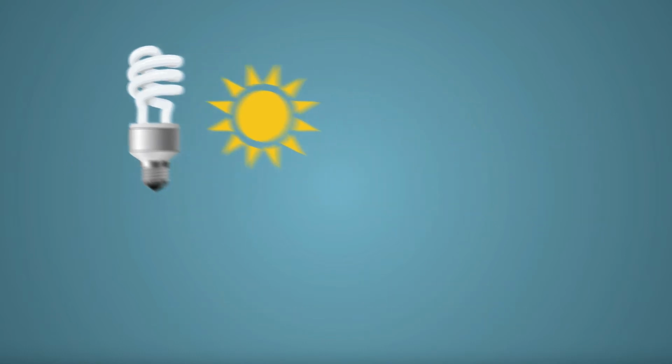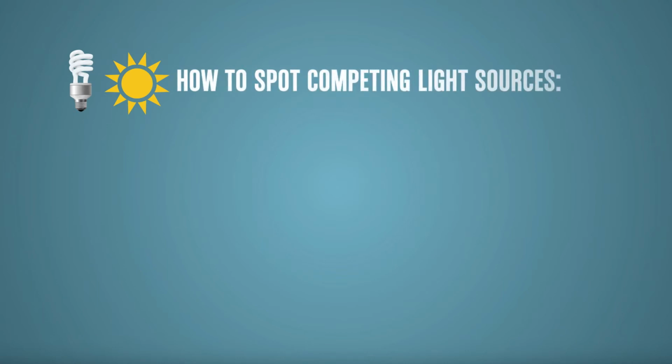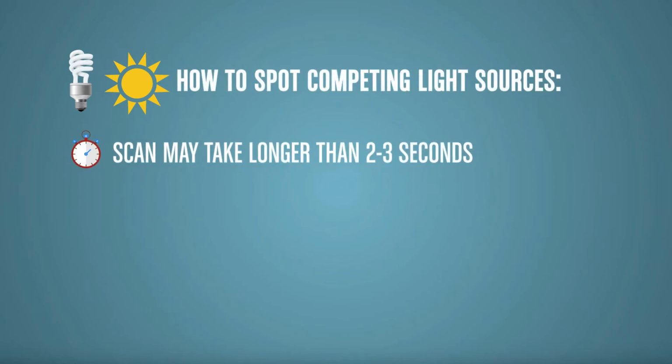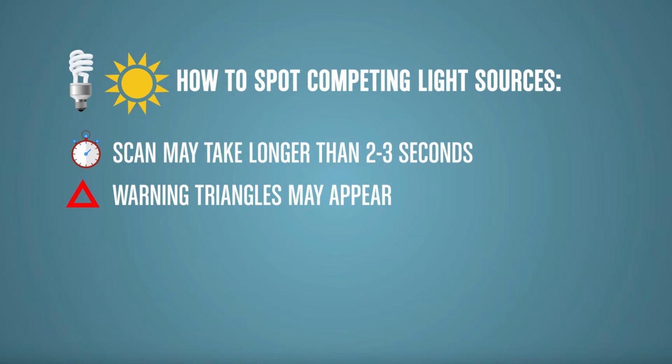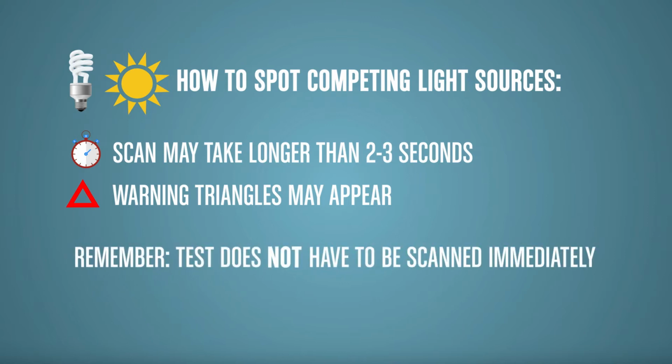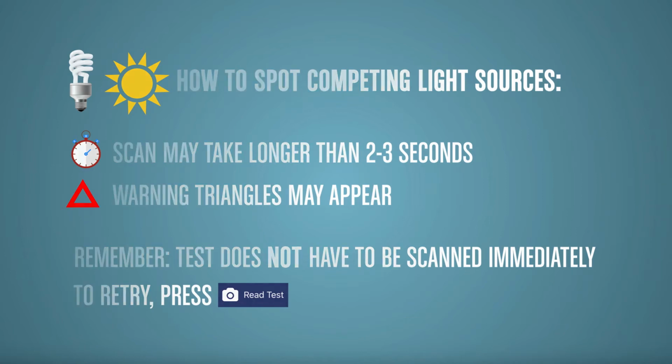It is easy to know if there are competing light sources. The scan itself may take longer than the usual 2 or 3 seconds and may have warning triangles indicating difficulty in reading. If this happens, remember that the test does not have to be scanned immediately. If you wish to retry, simply press Read Test to reset.